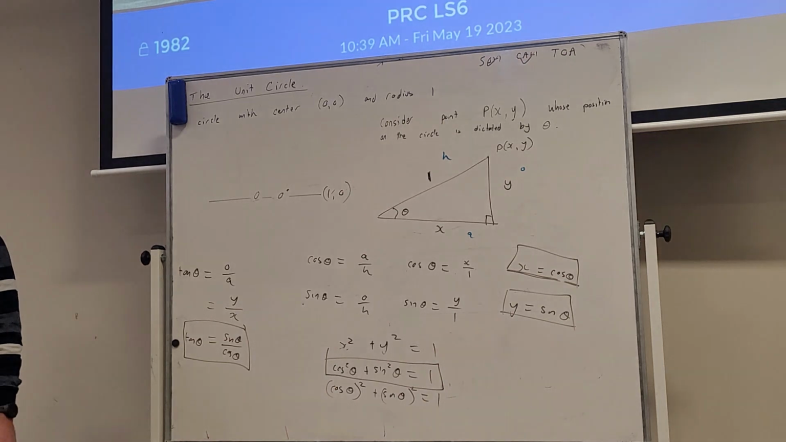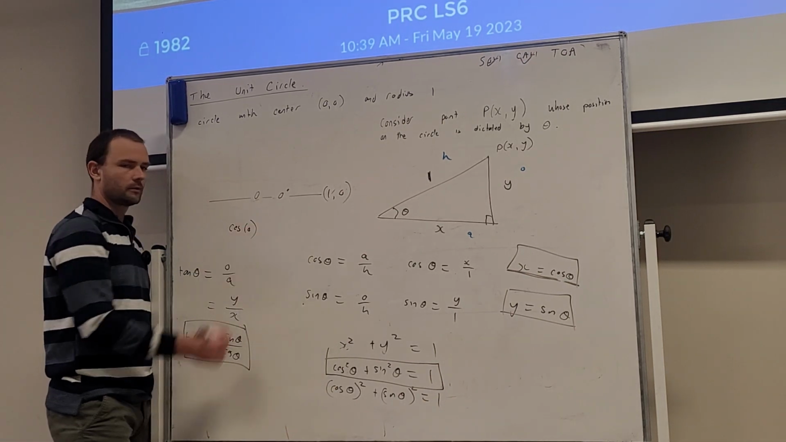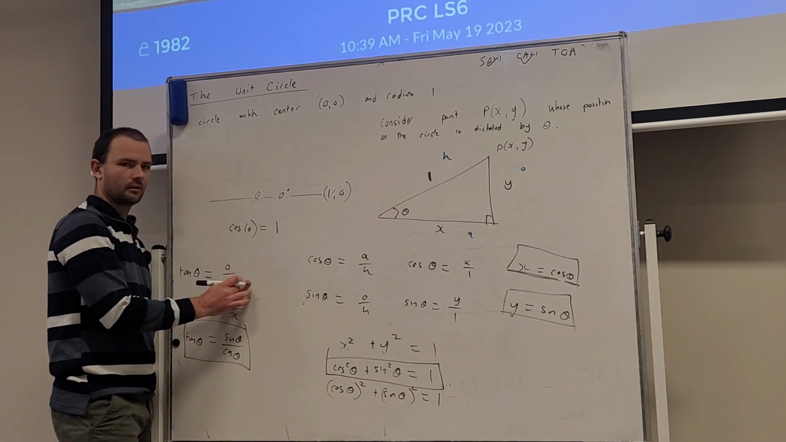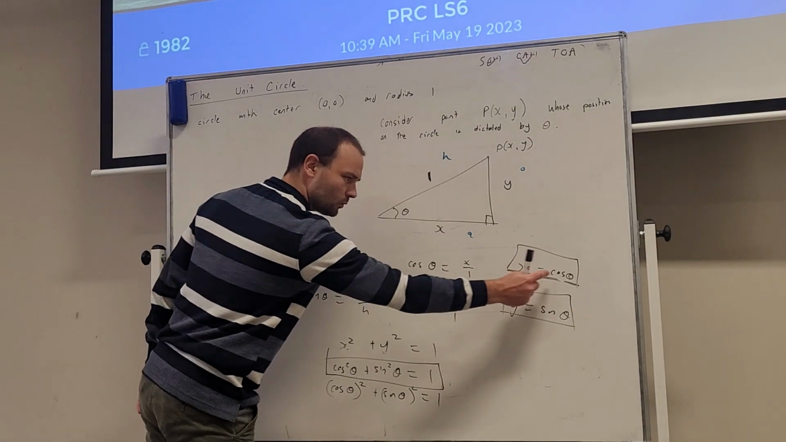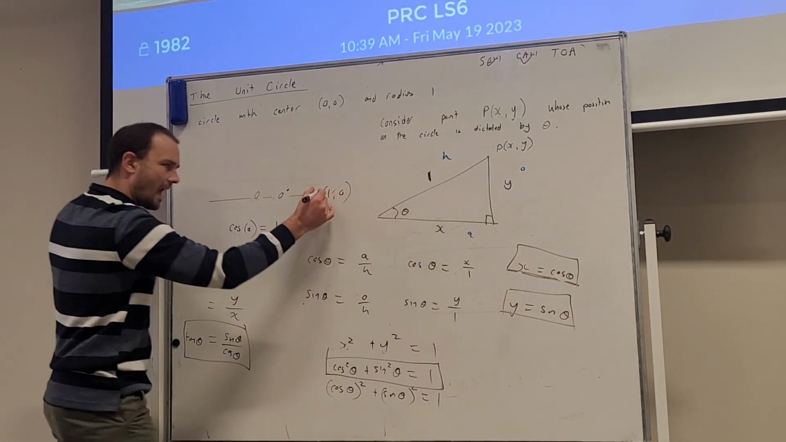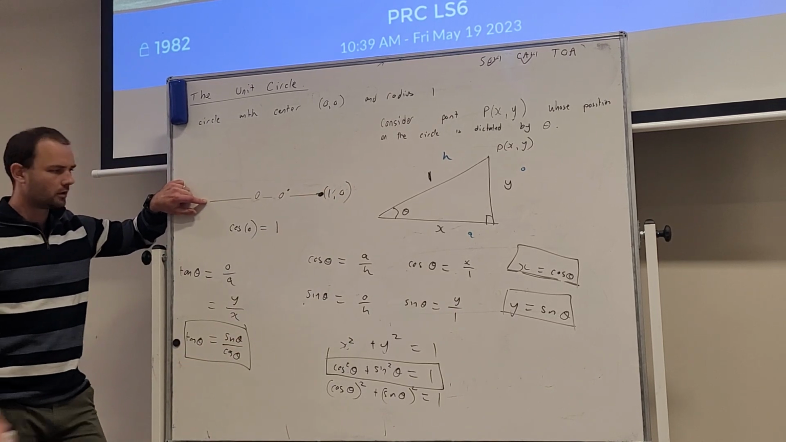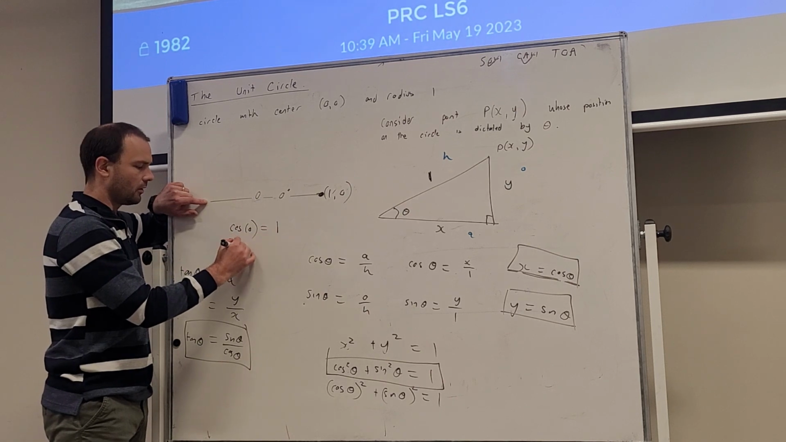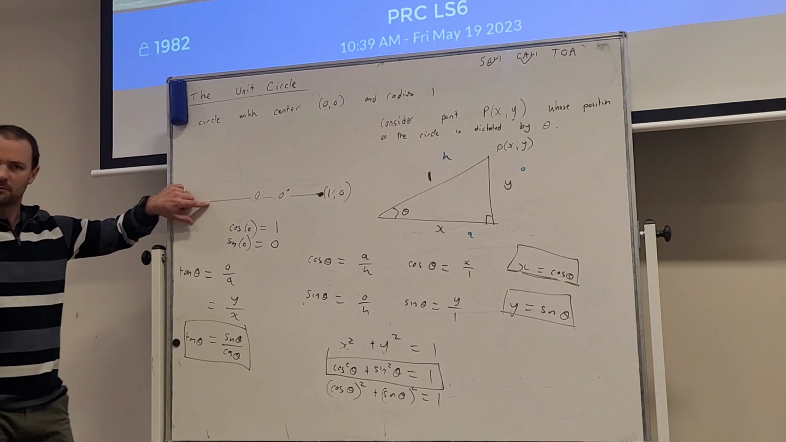If you put in your calculator cos of 0, cos of 0 is 1. Remember, x equals cos theta. At this point on the circle, the angle is 0. Cos of 0 is 1. Sine of 0 is 0. Okay, let's move on to the next point.